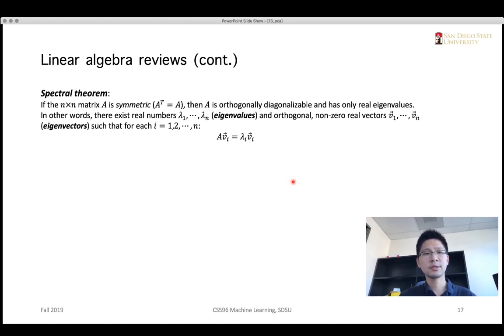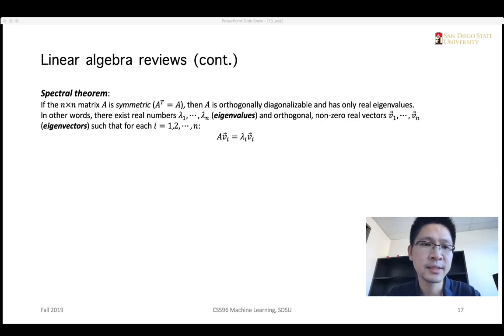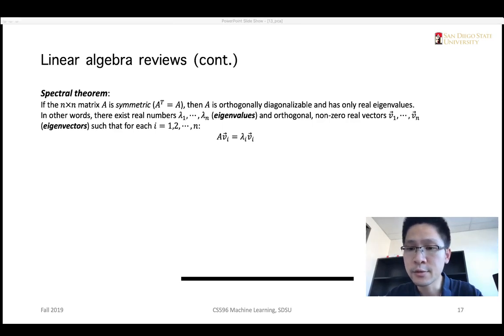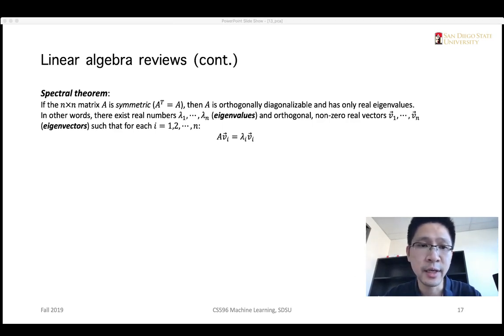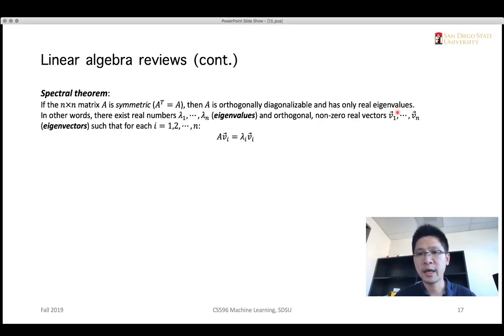And this is a special spectral theorem about the eigenvectors. It states that if A is a square matrix, a symmetric matrix, which means the transpose of A equals A, then we say that A is orthogonally diagonalizable and has only real eigenvalues. The property of having only real eigenvalues is important here.